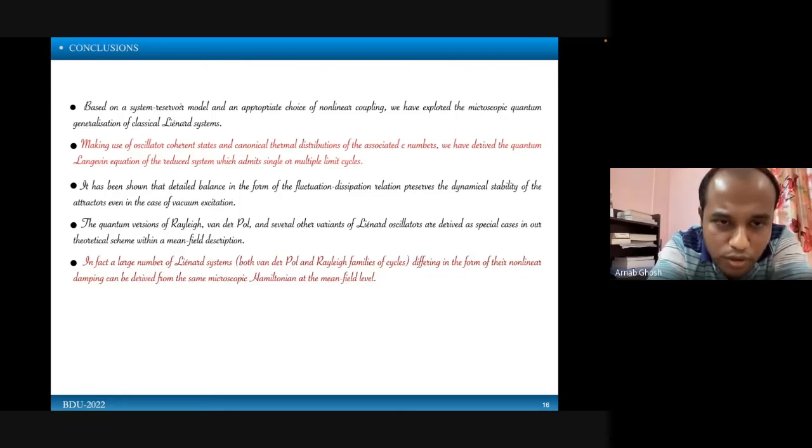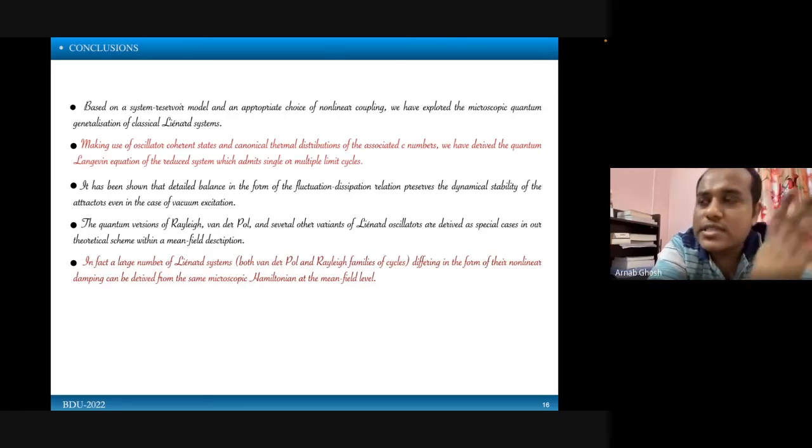And in these formalisms, we make extensive use of harmonic oscillator coherent states and the canonical thermal distributions of the C number noise for these path variables, and based on that we derive these quantum Langevin equations of the reduced systems, which may admit both single and multiple limit cycles.